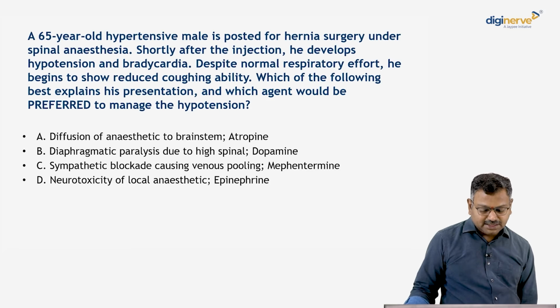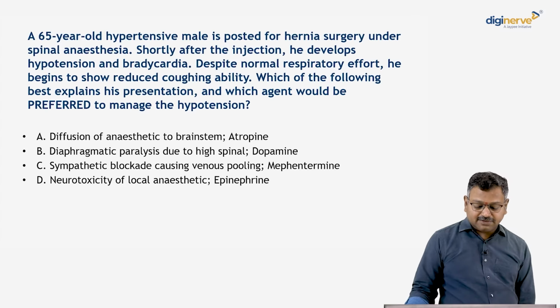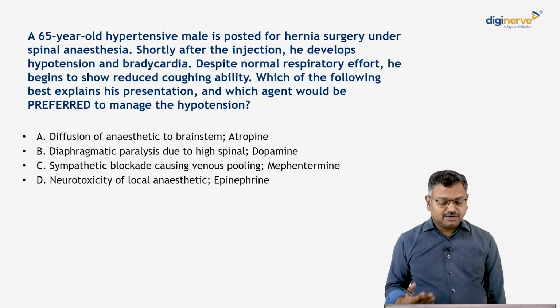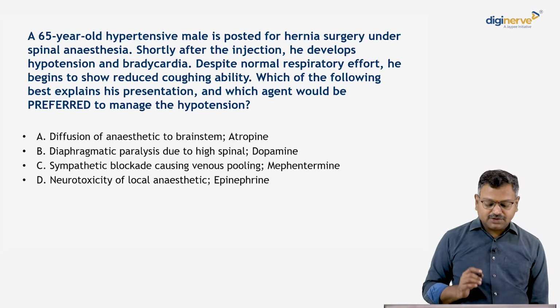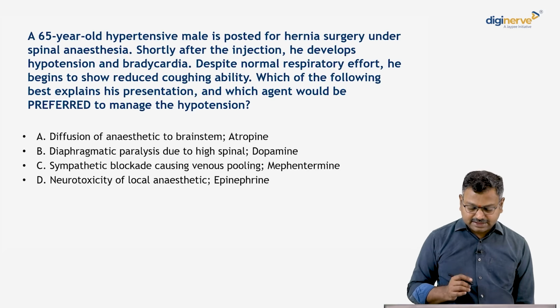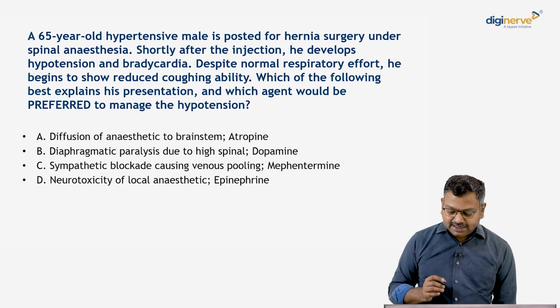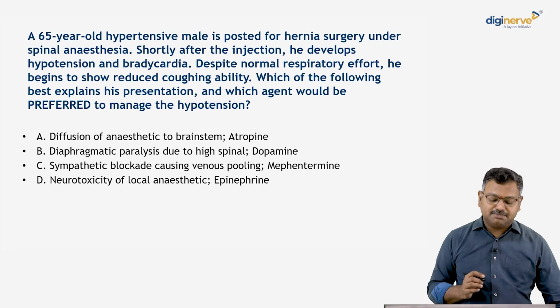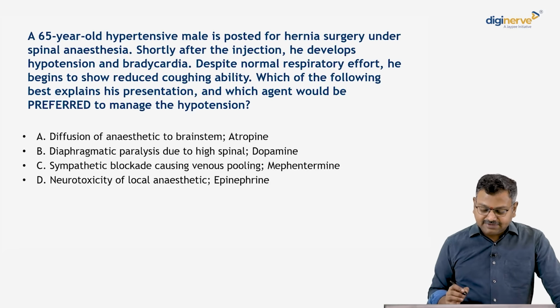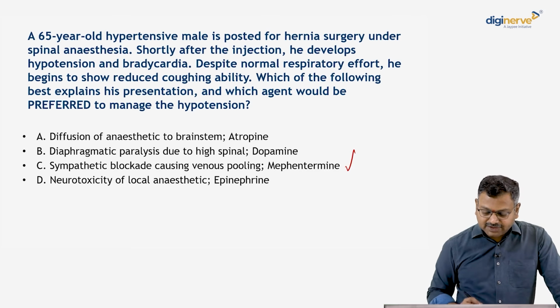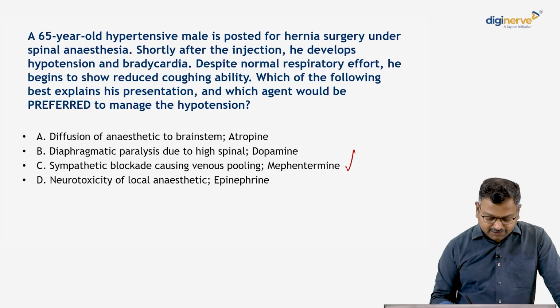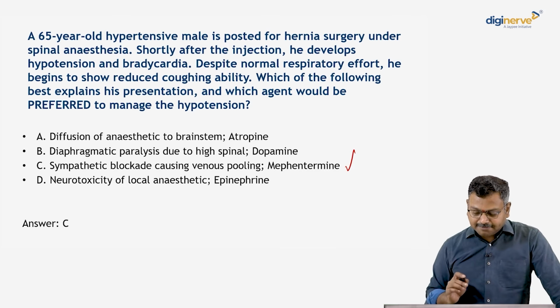Dopamine is the drug of choice. Sympathetic blockade causing venous pooling: the drug of choice is mephentermine. Neurotoxicity of local anesthetic: treatment is epinephrine. So spinal anesthesia very importantly causes sympathetic blockade, and that results in venous pooling. So the drug of choice for that is mephentermine. So the option here is 3.